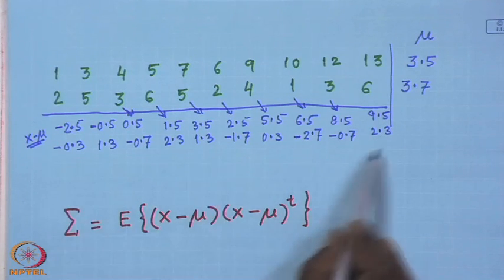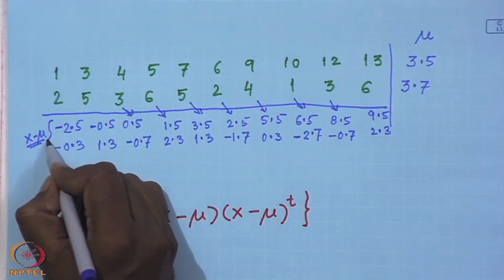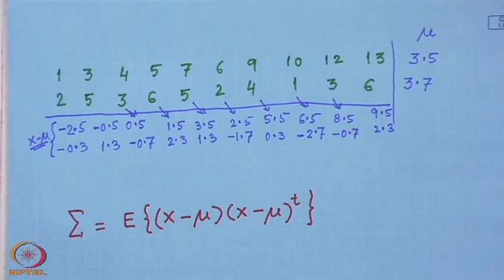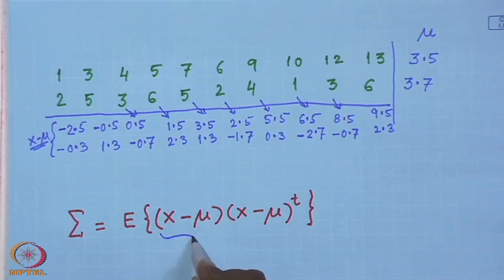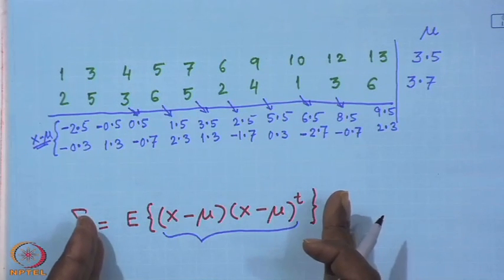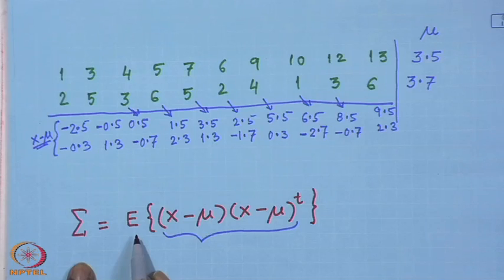So, these two rows actually give me the feature vectors x minus mu, where x minus mu have been computed by subtracting the mean vector from the individual vectors. And then for each of these vectors, after subtraction of the mean vector, I have to compute the x minus mu into x minus mu transpose. And then I have to take the average of all those matrices which I get, that gives me the expectation value of x minus mu into x minus mu transpose, which is nothing but my covariance matrix.